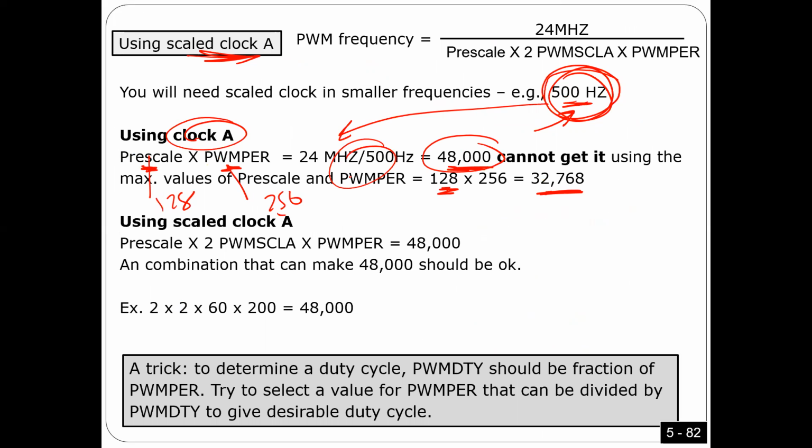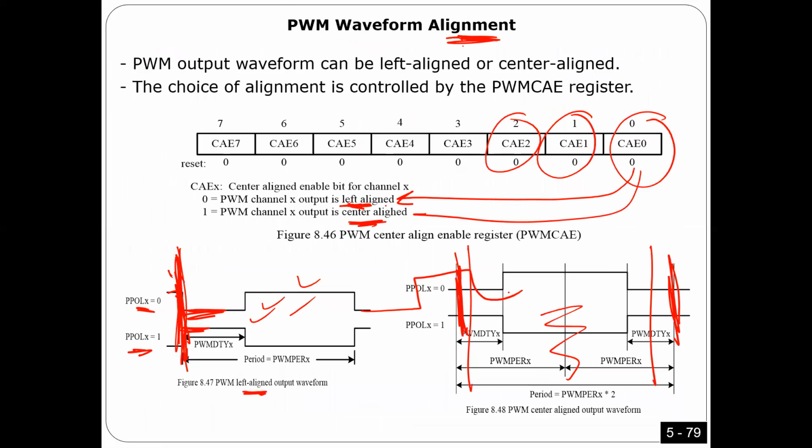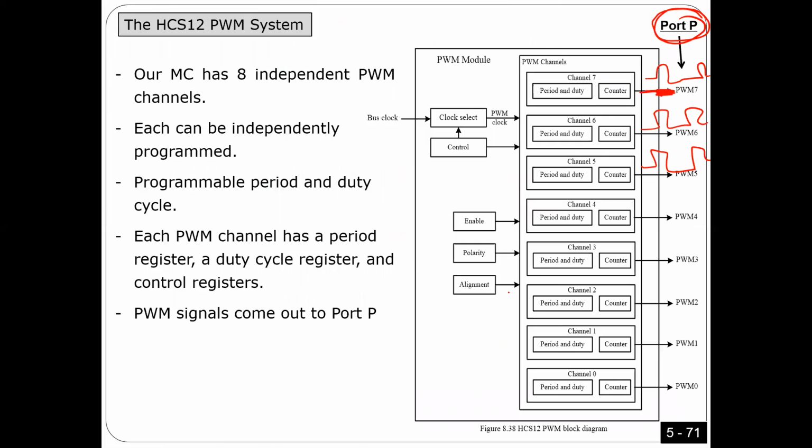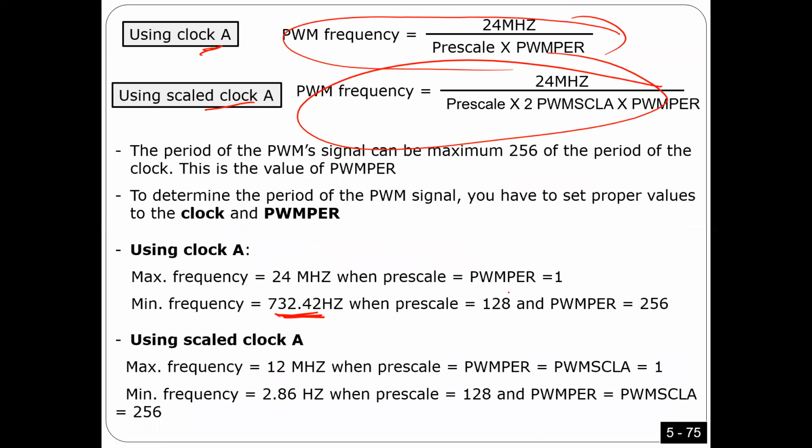The first thing you have to do, once I get a frequency, is make sure it is in the range. So this one cannot come from here because the minimum frequency is 700, but it can come from scaled clock A, because this one can go up to 2 point something hertz, as I explained before.